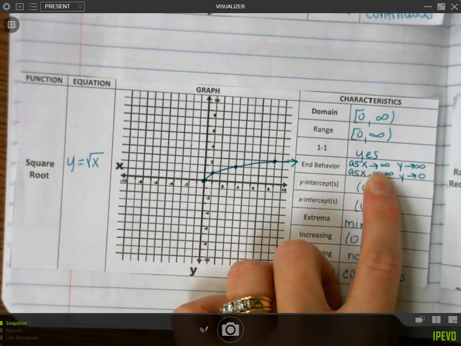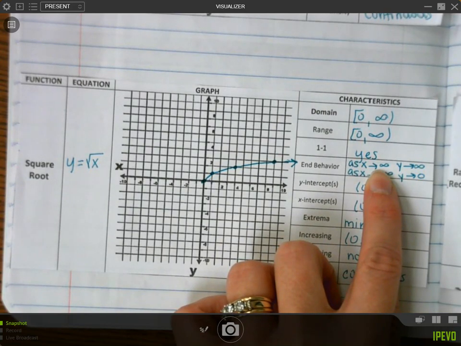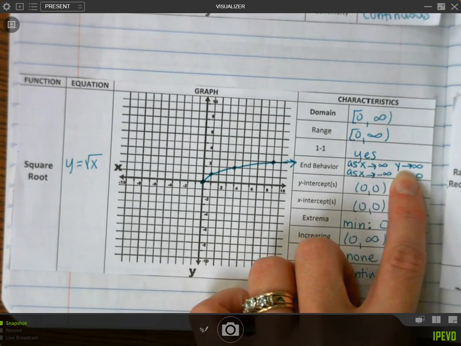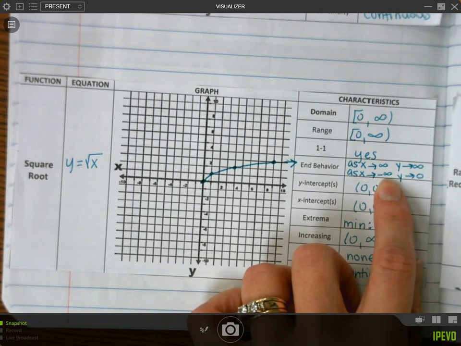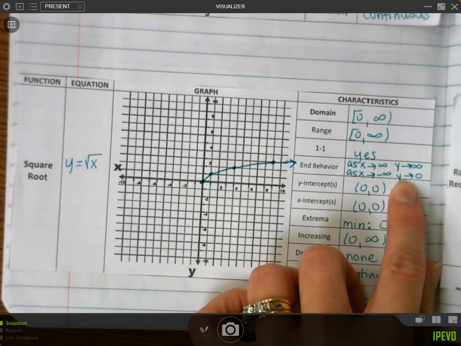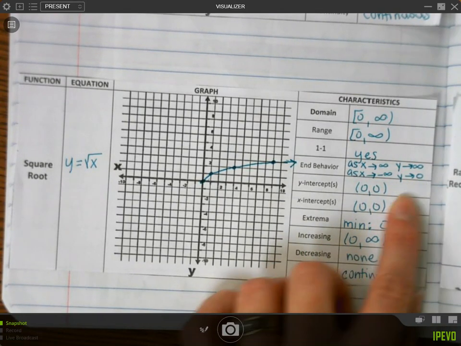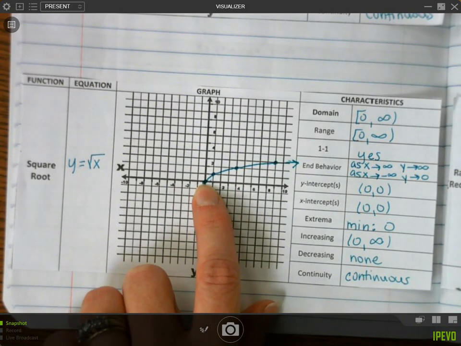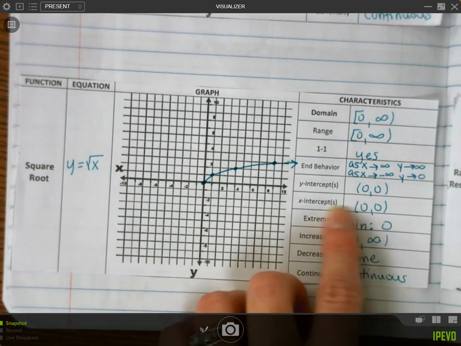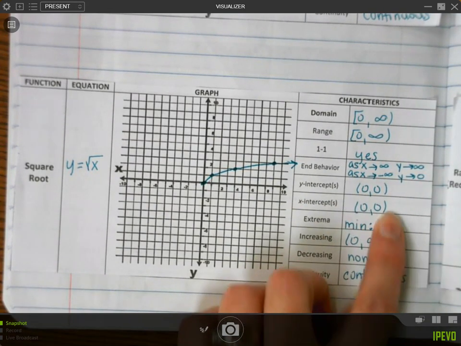Our end behavior, as we approach infinity on the x-axis, as we move to the right, the function is going up, so it approaches infinity. As we move to the left, our function is approaching 0, and it doesn't go past 0, so we have to say it approaches 0. Again, it touches the x and the y-axis at 0, meaning that it also has an x-intercept. It has a zero at 0.